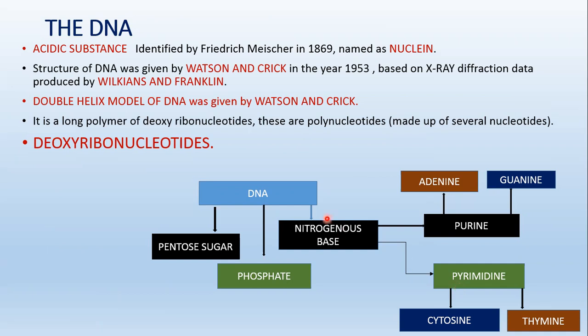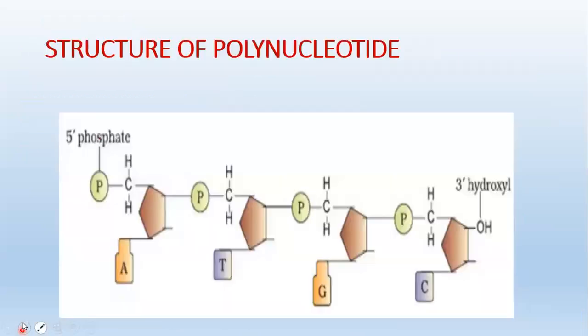So in DNA, there is a pentose sugar, a phosphate group, and a nitrogenous base. Nitrogenous bases are further classified into two: purine and pyrimidine. Under purine, what are coming? Adenine and guanine. Under pyrimidine, what are coming? Cytosine and thymine. Now, there are some terms: nucleoside and nucleotide. What do they mean? What is a nucleotide? What is a nucleoside? Let us have a look at it.